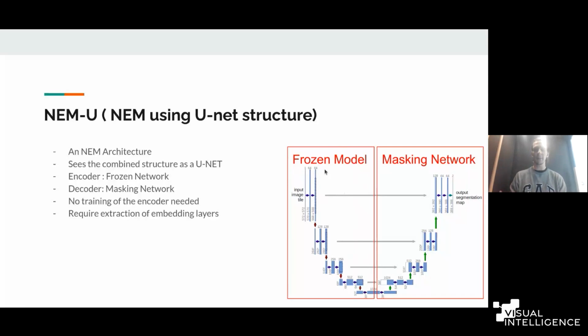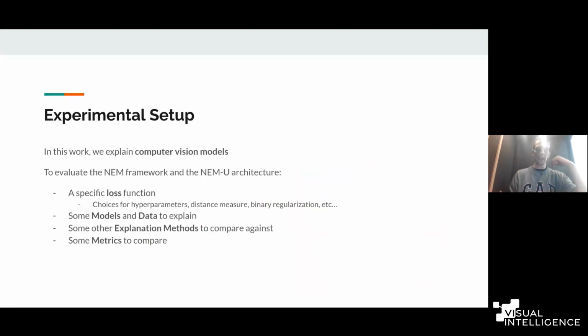It's important to remember that we don't train the frozen network. The frozen network is solid through all this. Everything that is actually trained is just the masking network. So while we still extract the embeddings, two different runs of the same input image will still yield the same embeddings. Of course, the only limitation is that when we want to implement a NEM-U system, we need to find some layers we think we want to extract embeddings from.